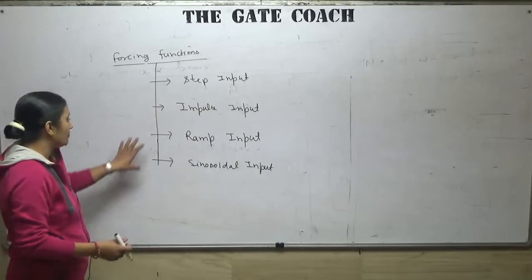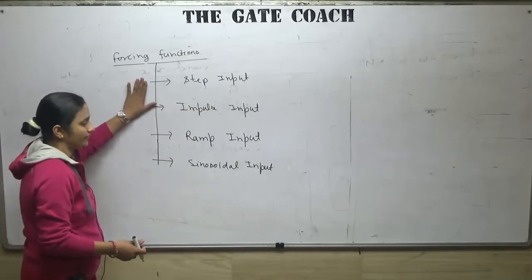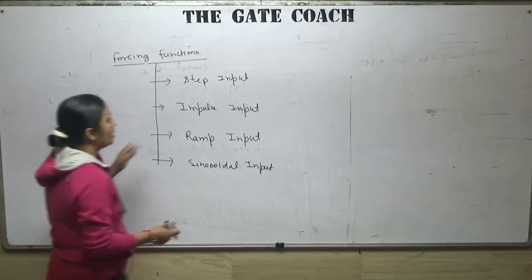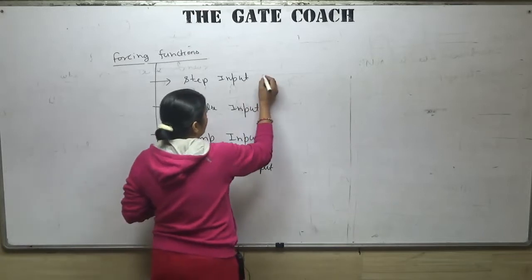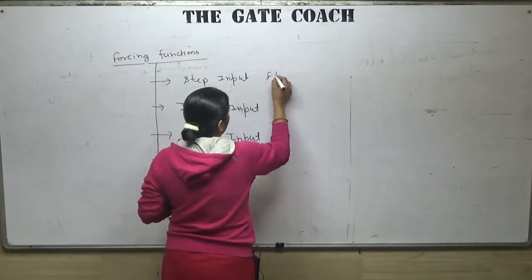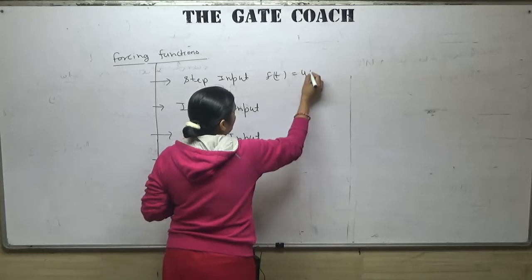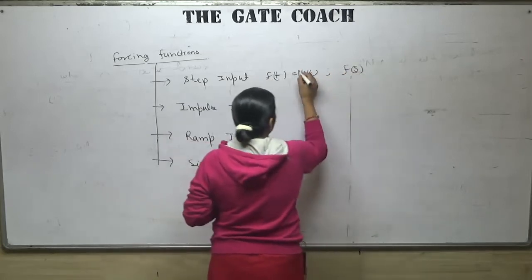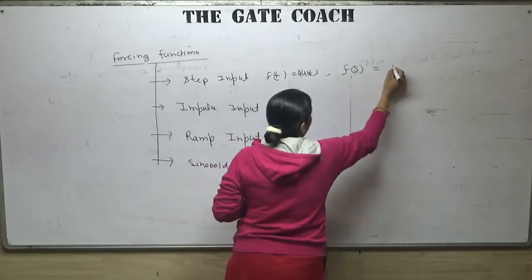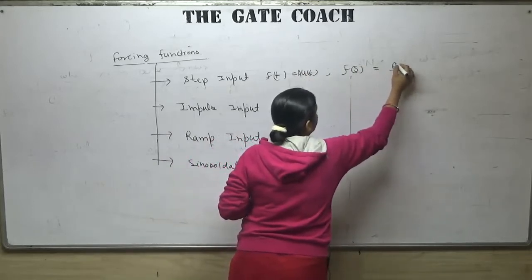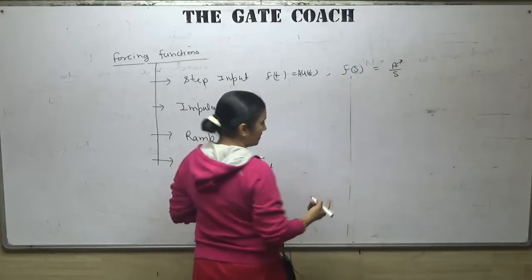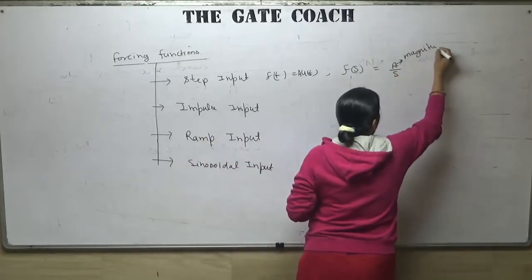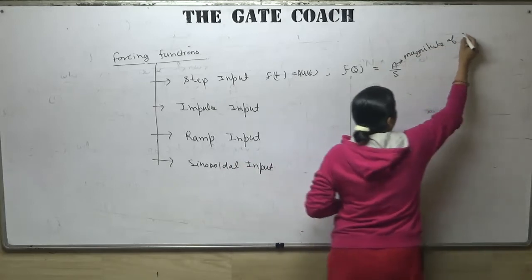So for the step input, we will study the transfer function for the different types of inputs. What is a step function? A step function f of t is represented by u of t, and its Laplace transform F of s, if it is of magnitude A, will come like A upon s. A here is the magnitude of the step input.